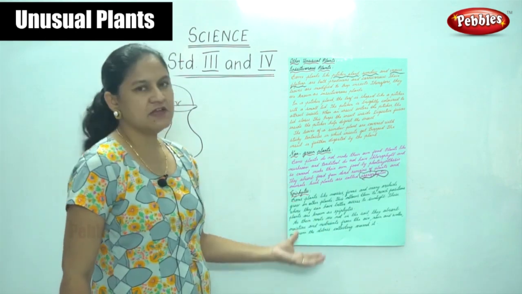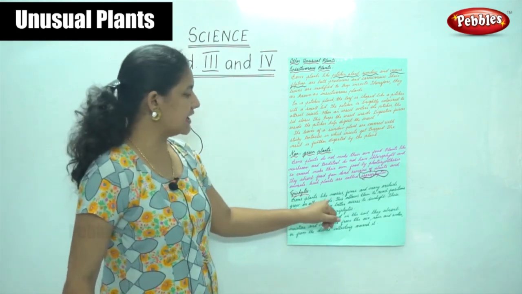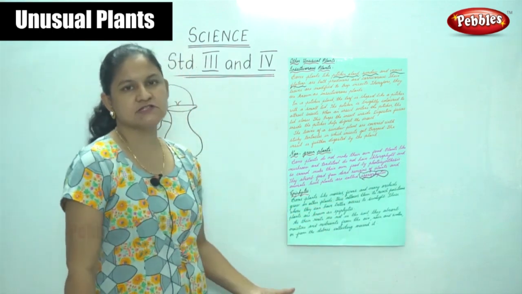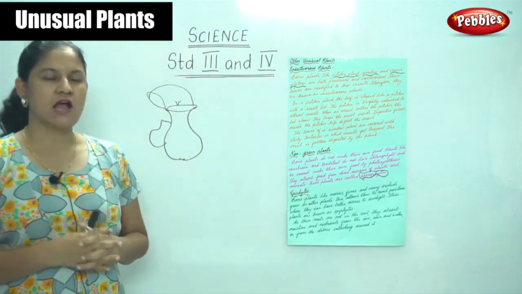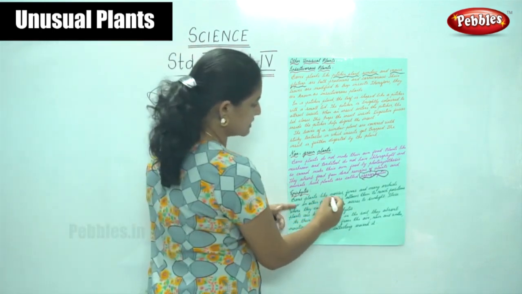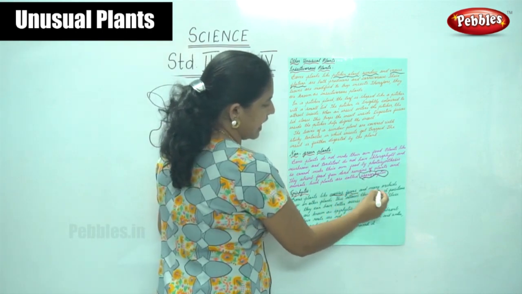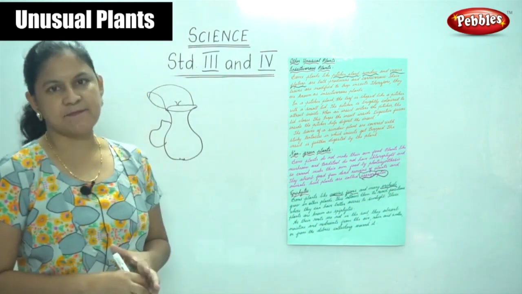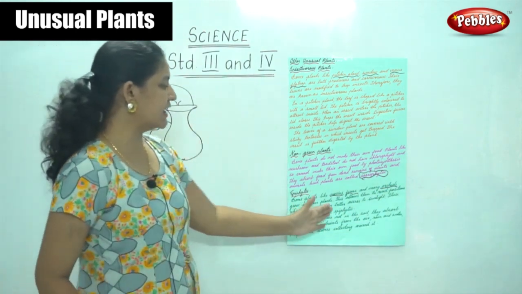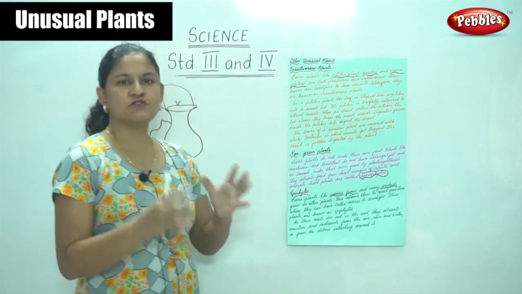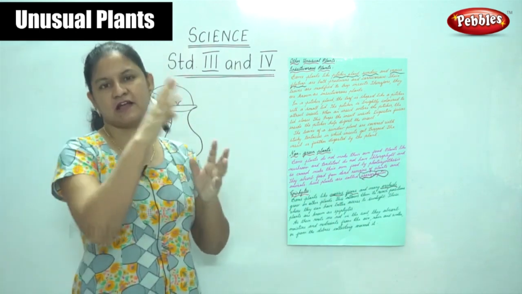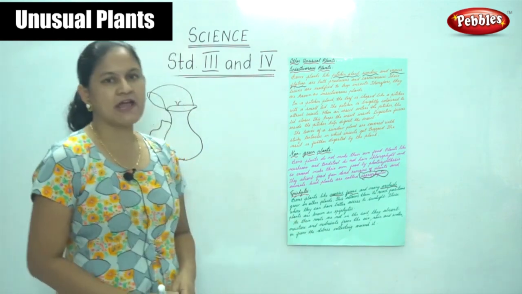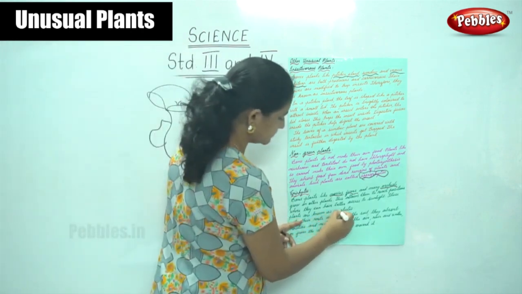Next are epiphytes. Some plants like mosses, ferns and many orchids grow on other plants. This allows them to reach positions where they can have better access to sunlight. These plants are known as epiphytes.